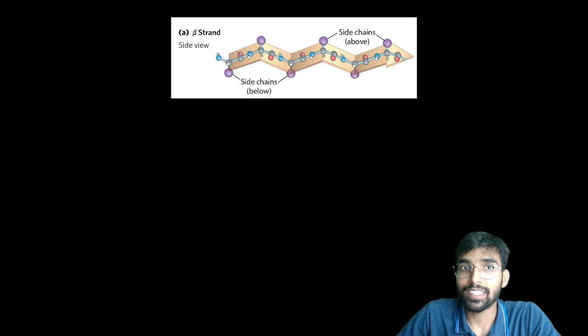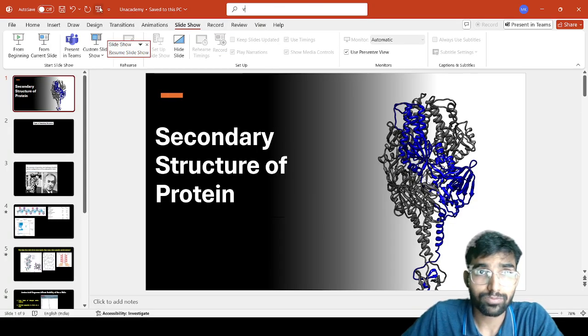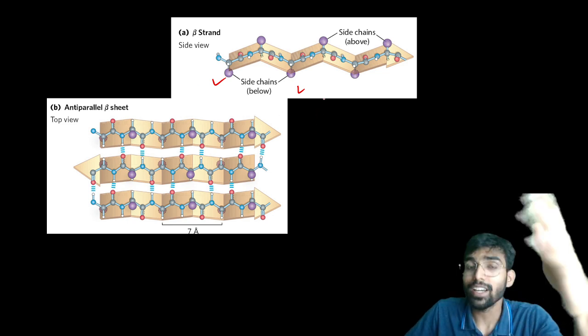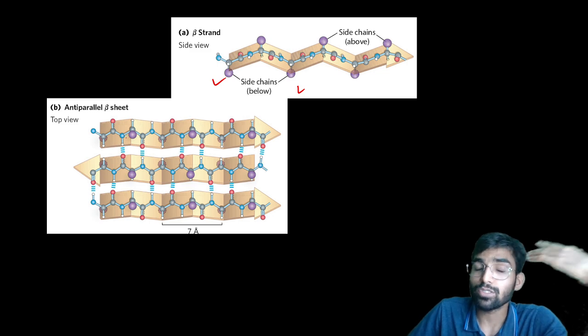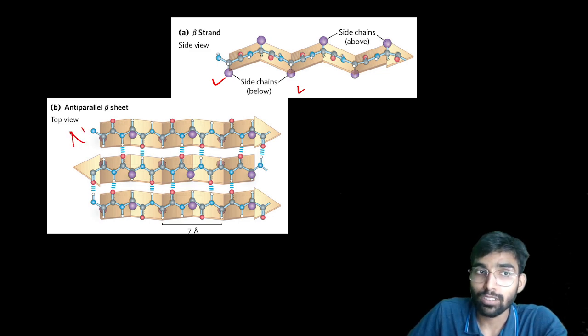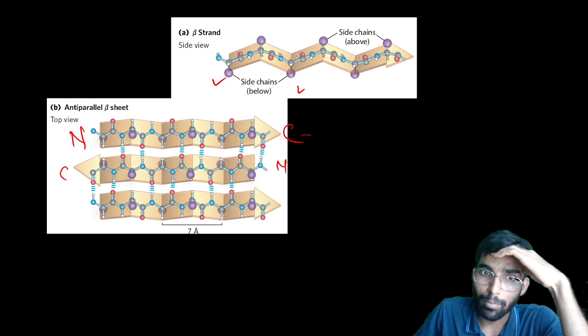Now the other thing is beta strand, and here the side chains are just outside of this particular plane. If we see two different combinations, this is NC and this is CN, right? The distance between two amino acids is 7 angstrom here, and the hydrogen bond formed here is an inline hydrogen bond, so that's quite preferable.